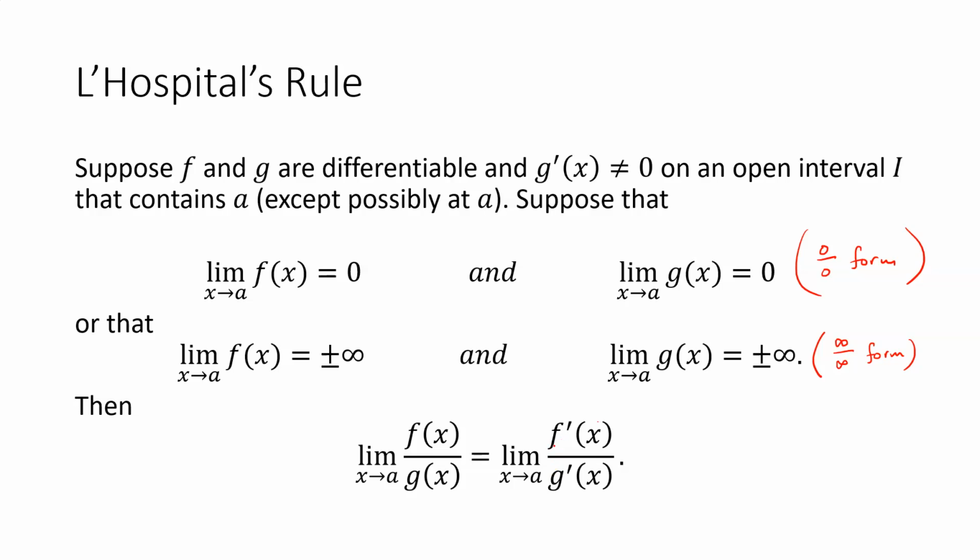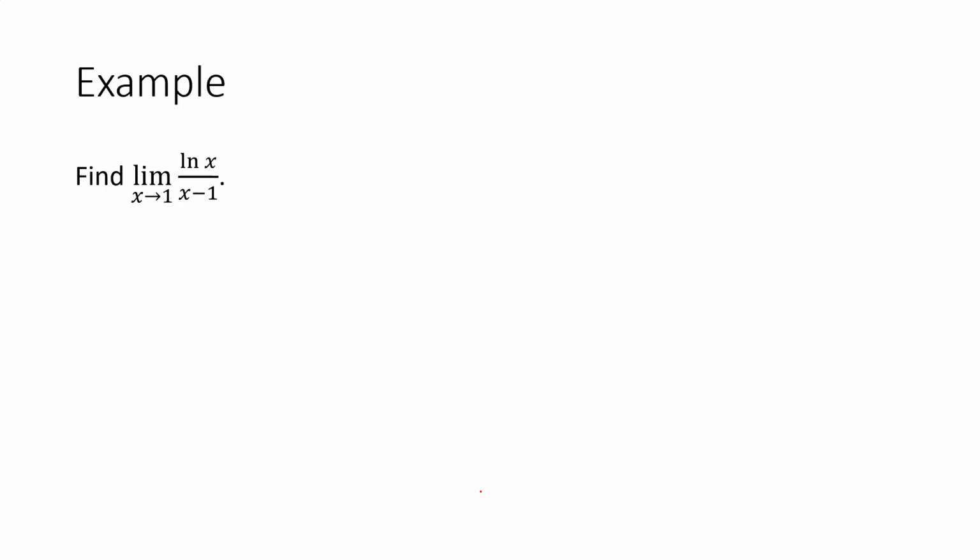So let's just practice this a little bit. I wrote this limit earlier, the limit as x approaches 1 of ln of x over x minus 1. Actually, sorry, this is a little different. This is of the 0 over 0 form. So it's not going to infinity, it's going to 1 here. So that's important that we look at this carefully, right?